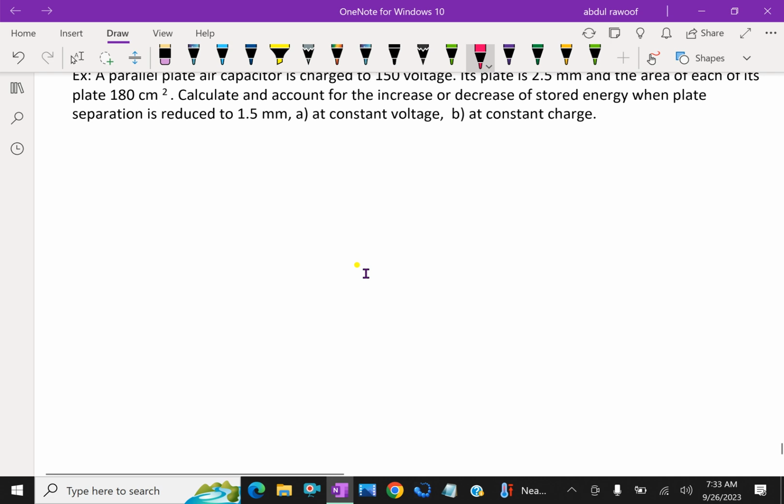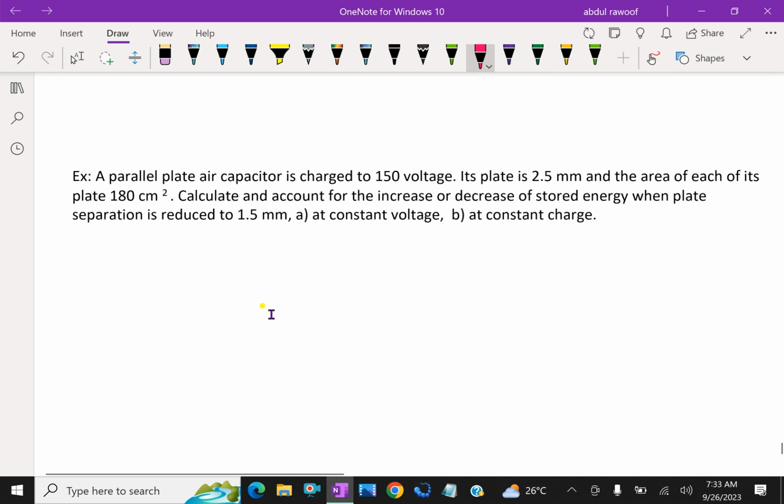Next problem. A parallel plate air capacitor is charged to 150 volts. Its plate separation is 2.5 mm and the area of each of its plates is 180 centimeters squared. Calculate the amount of increase or decrease of stored energy when plate separation is reduced to 1.5 mm at constant voltage and at constant charge. Here, a parallel plate capacitor is given, voltage is given, and plate area and separation are given.